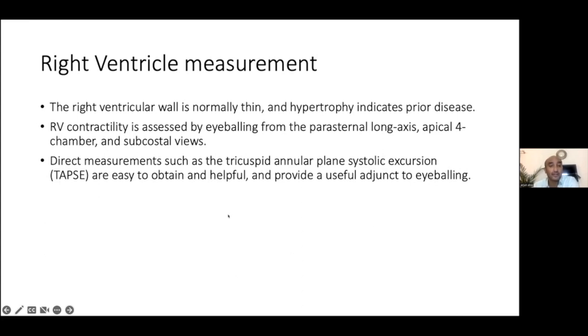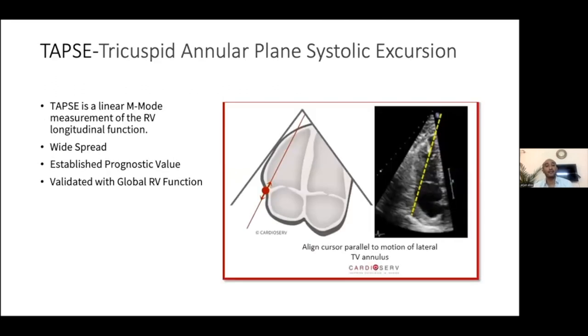The contractility of the RV, just like the LV, can be assessed by eyeballing from the parasternal long axis view and also from the subcostal views. The most commonly used measurement on the echocardiography is the TAPSE, which is the tricuspid annular plane systolic excursion. It is quite easily obtainable if you get a good image. So this is how you do the TAPSE. It's a linear M mode.